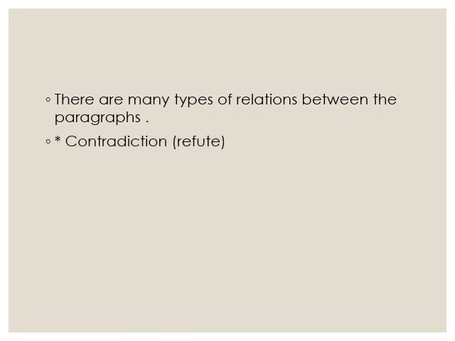The first type of relation between paragraphs is contradiction. Okay, contradiction. And when you know that the relation between these two paragraphs is contradiction, you will answer something like, for example, paragraph 3 refutes paragraph 2. Okay, so refute means contradicts. Contradict means to have the opposite idea.